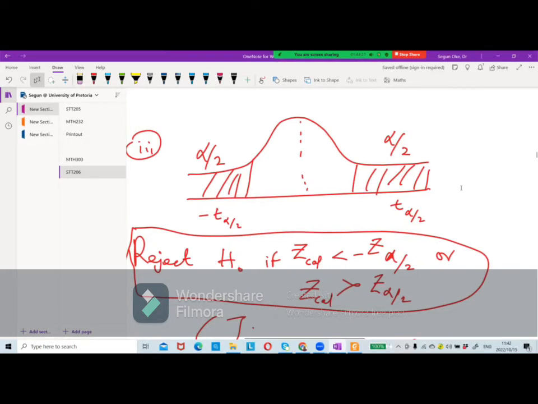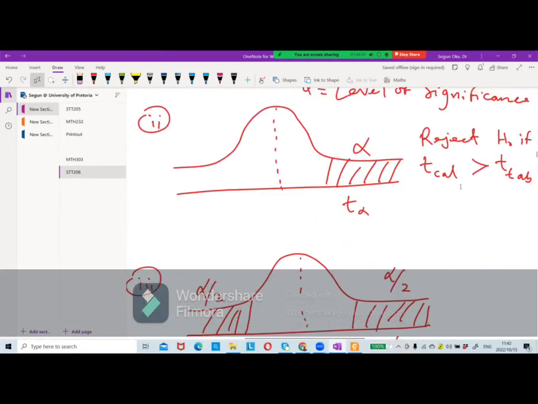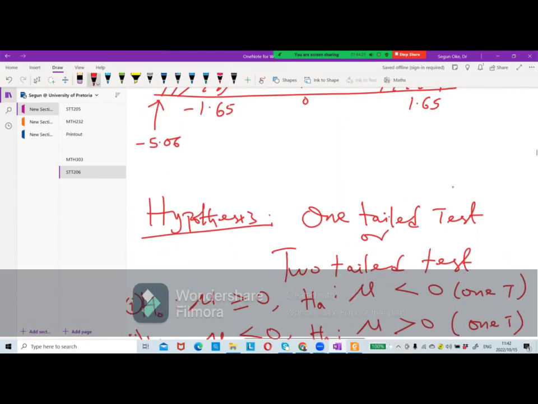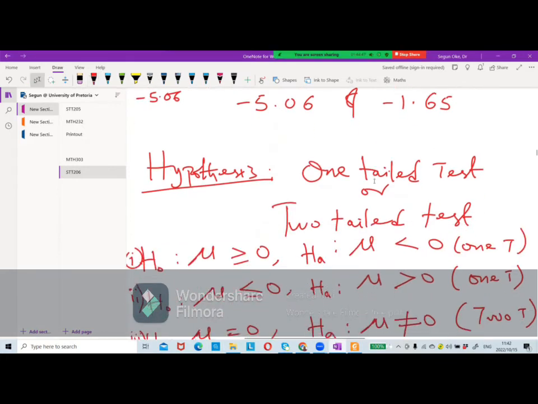Please look at it. Z calculated, which one is the biggest? Minus 5.06 and minus 1.65. Which one is greater? 1.65. 1.65 is greater.